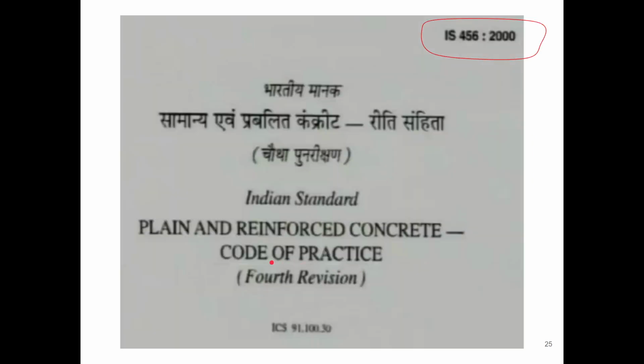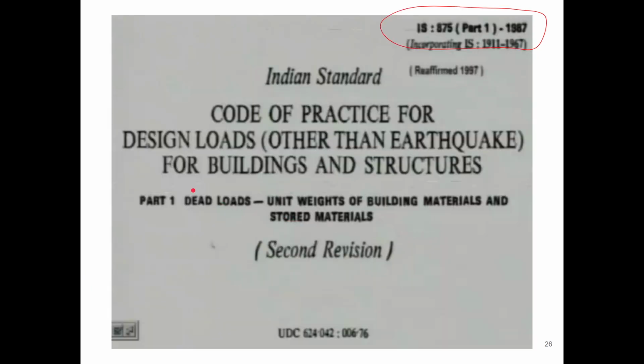So basically for this design of reinforced concrete structure course, we will be using some of the codes. Very few basic codes are there, which we will concentrate upon. One of them, the primary one, is IS 456-2000. That is basically the code for plain and reinforced concrete. So that is the main code.